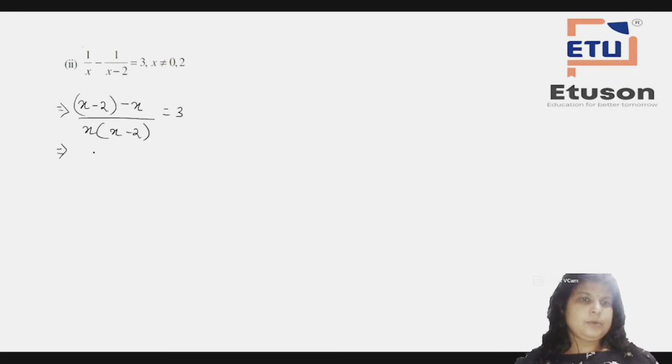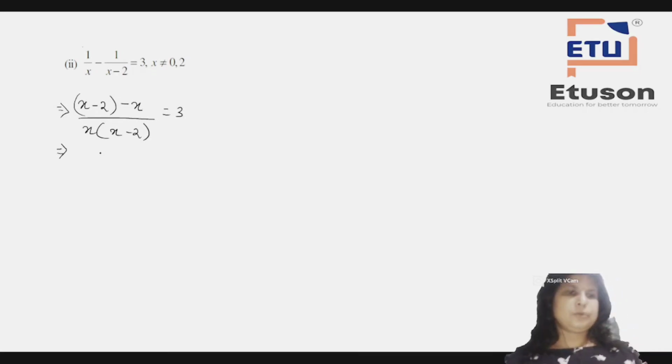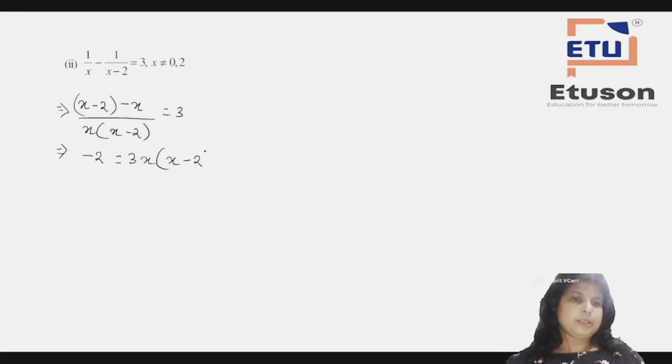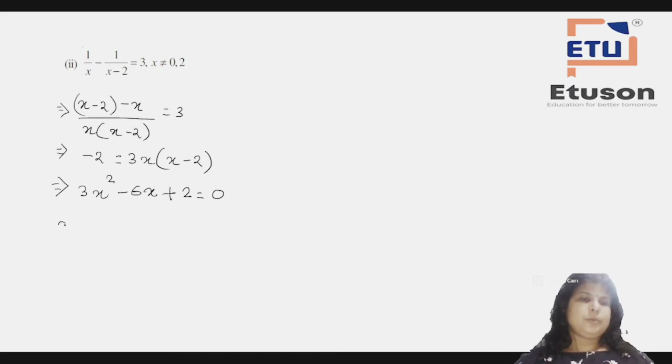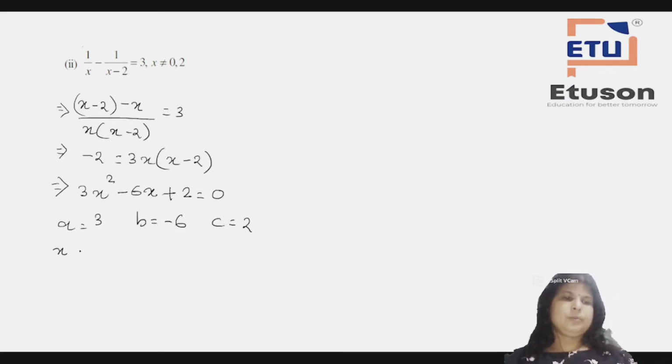It implies you have x minus x is 0, so you have minus 2, that is equal to 3 into x minus 2. Okay, so you will get 3x square minus 3x into 2, that is minus 6x, plus 2 is equal to 0. Correct or not? So from this your a is equal to 3, b is equal to minus 6 and c is equal to 2. So what will be your value of x then?